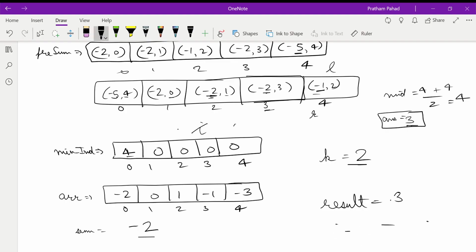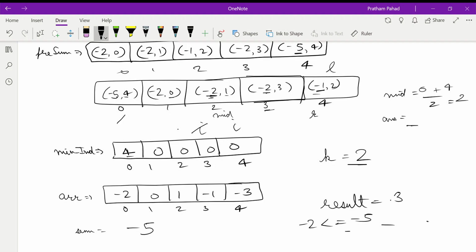Now when your i will come here, your sum will be minus 2 only, and minus 4. Sorry, your sum will now be equal to minus 5. Now let's calculate for minus 5. Firstly calculate the mid. 0 plus 4 by 2, which is 2. Mid will come here. Check if this value is less than your sum. No, it is not. Minus 2 is not less than minus 5.